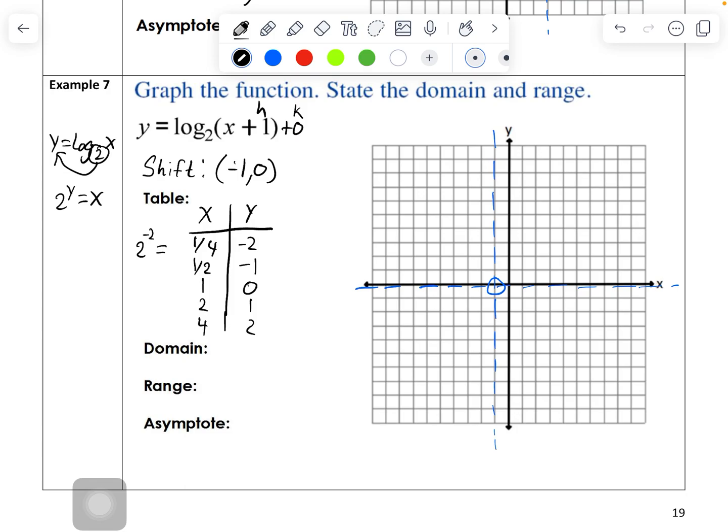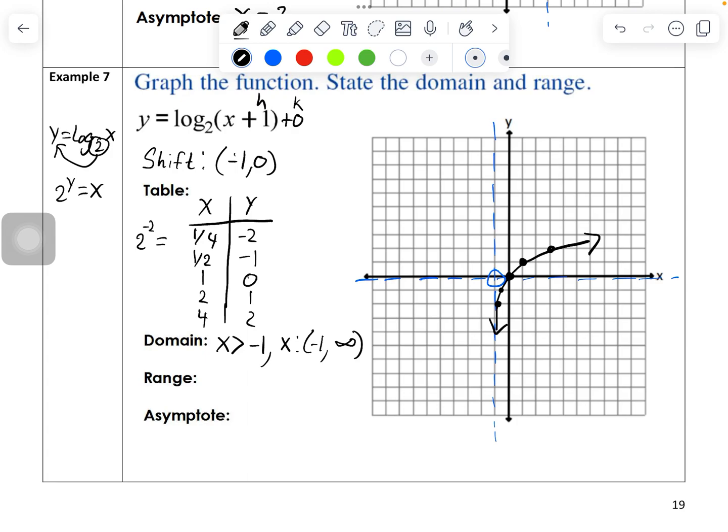So 1/4 is going to go over 1/4, down 2, about right here. Over 1/2, down 1 is right there. 1, 0, 2, 1, and 4, 2 is right here. We just connect those. Make sure that you're not going to cross your x asymptote here. This horizontal line right there, or vertical line, excuse me. And then our domain for this, we need x to be greater than -1. That's the h value. Or if you want to write that in set notation, from -1 to infinity.